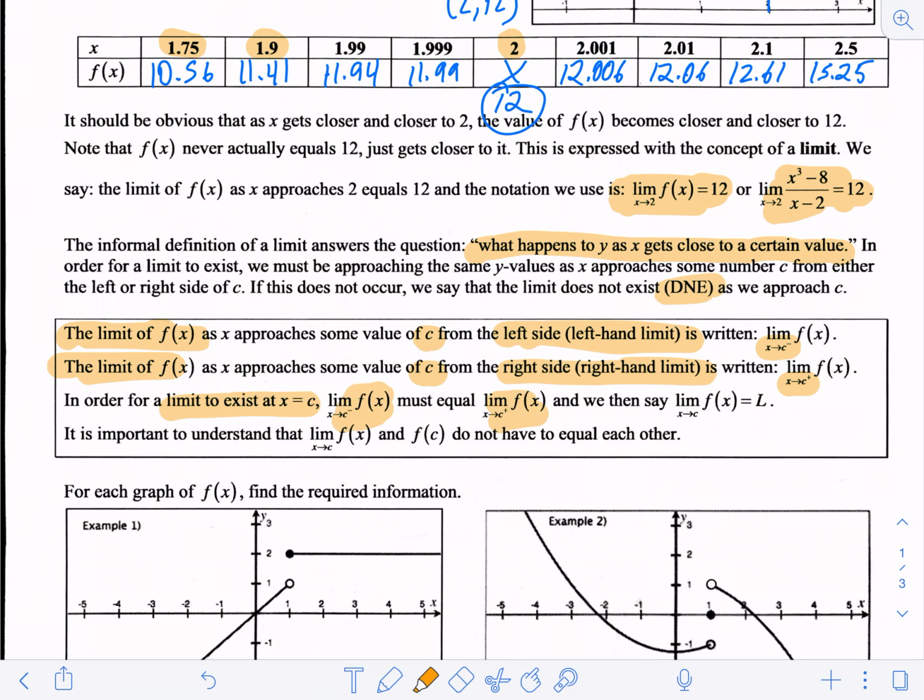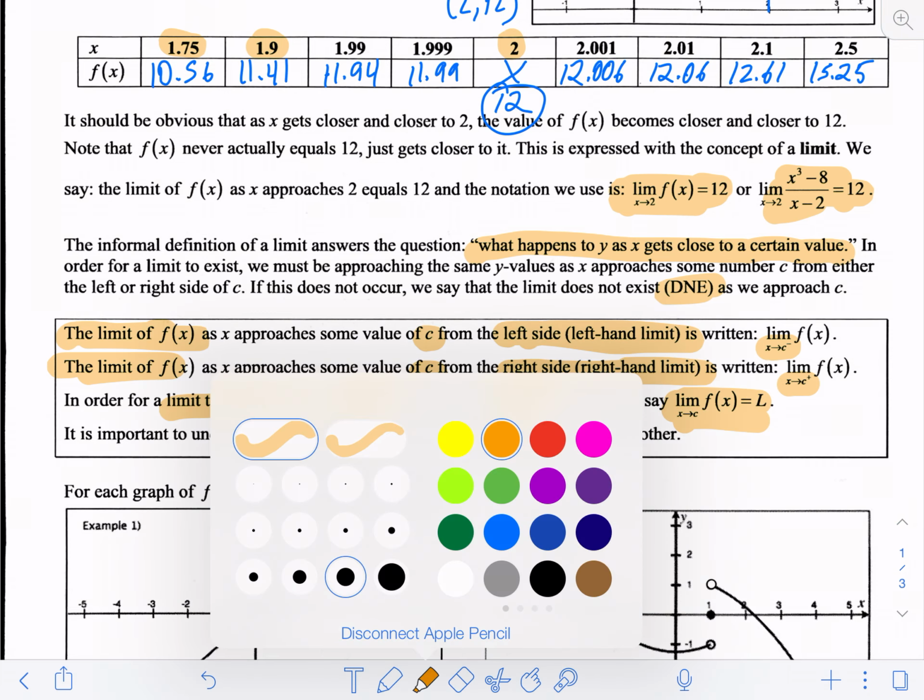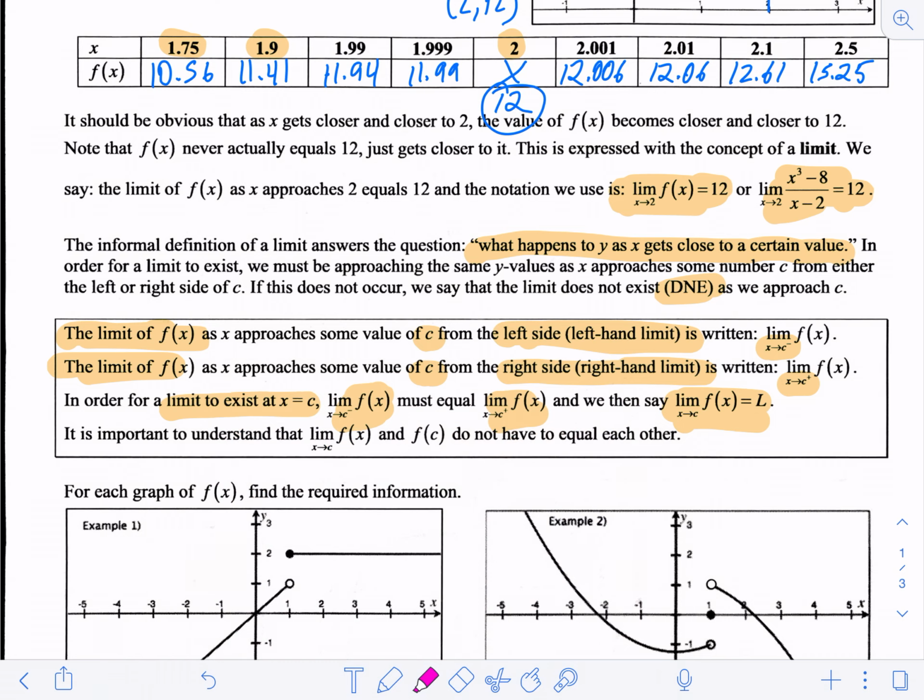And if they're both equal, then we can say the overall limit of f of x as x approaches c is going to be whatever that value happens to be. And one other thing to bring up, and this is very important, is that the limit as x approaches c of f of x, and f of c, do not have to be the same thing. We'll see some examples to talk us through that.